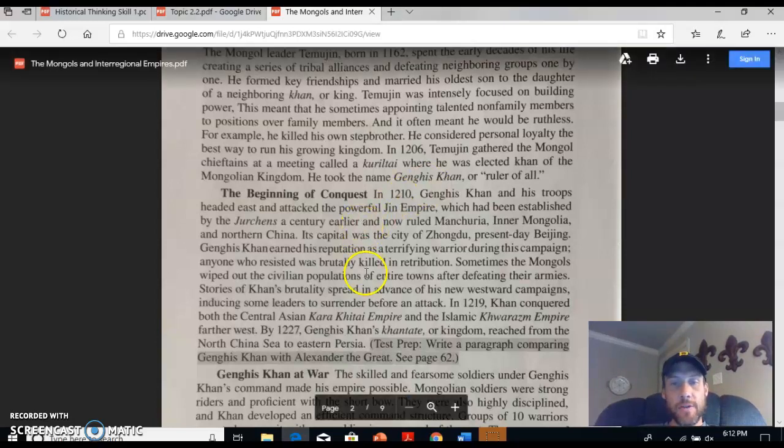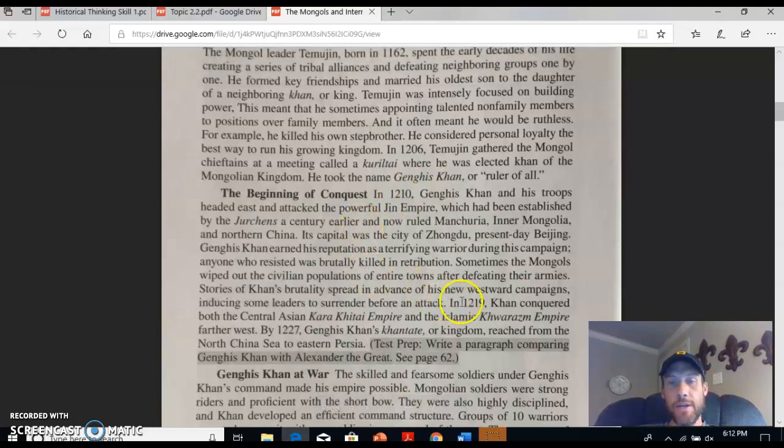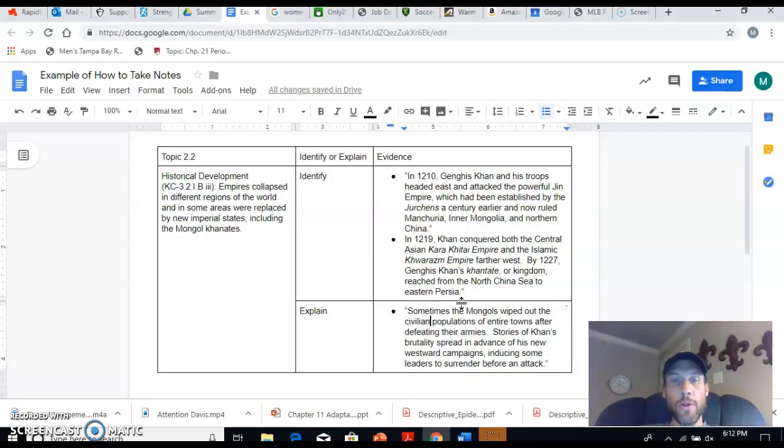And then as I continued through this section, I got to this part where it says in 1219 the Khan conquered other parts of the world. So I added that in there as well, because both of those things are identified. They're two different types of evidence that I would use to identify this historic development.